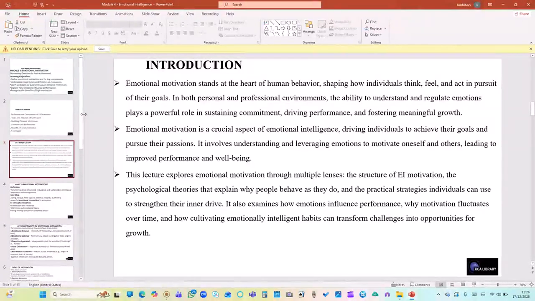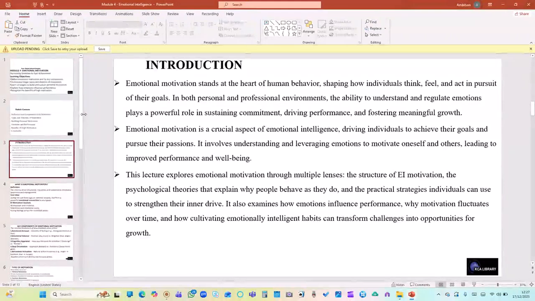Emotional motivation is a crucial aspect of emotional intelligence, driving individuals to achieve their goal and pursue their passion. It involves understanding and leveraging emotion to motivate oneself and others, leading to improved performance and well-being. This lecture explores emotional motivation through multiple lenses.